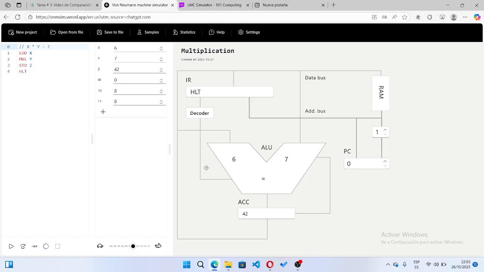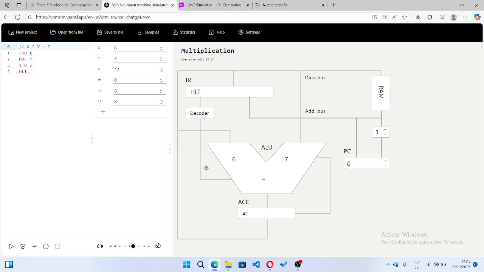So, for comparison between both architectures: memory, von Neumann uses the same memory space, Harvard does not. Speed, von Neumann is slower than Harvard. Complexity, von Neumann is a simple design and Harvard is a more complex design. Cost, von Neumann is cheaper than Harvard architecture. Example of use, von Neumann in general computers, Harvard in microcontrollers.